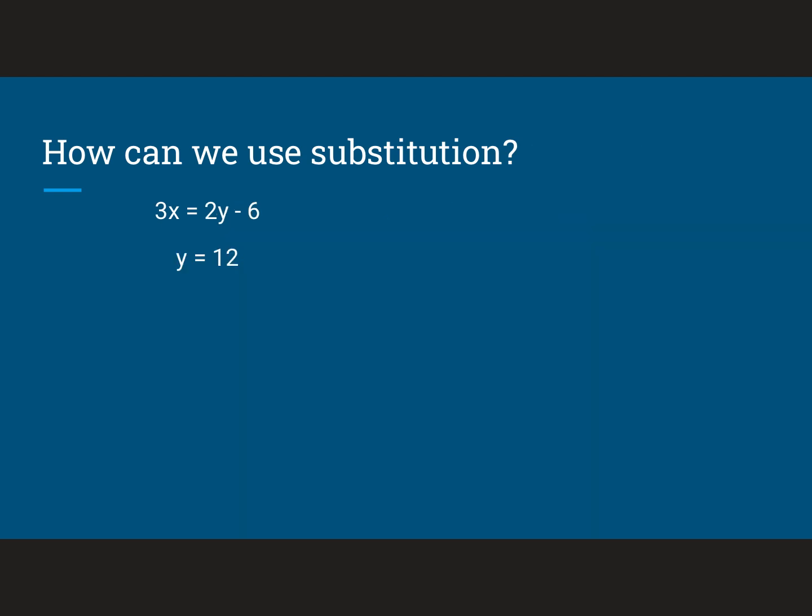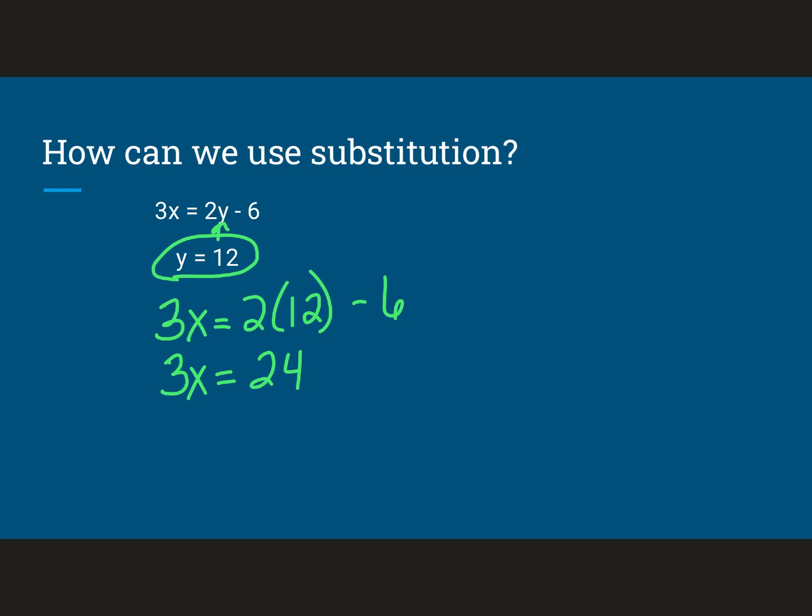Here, instead of knowing x, this time I know y's value. I know y is 12. So again, all I'm going to do is put that in place of the y there. So I have 3x equals 2 times 12, so 2y means 2 times 12, minus 6. Bringing it down, 3x equals 2 times 12 is 24, minus 6. 24 minus 6 is going to give me 18. So I'm left with 3x equals 18. So I'm just going to divide both sides by 3. And I get x equals 6.